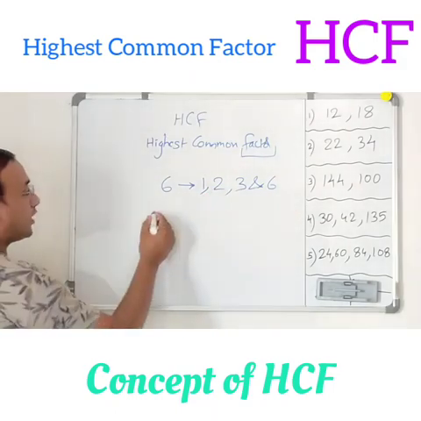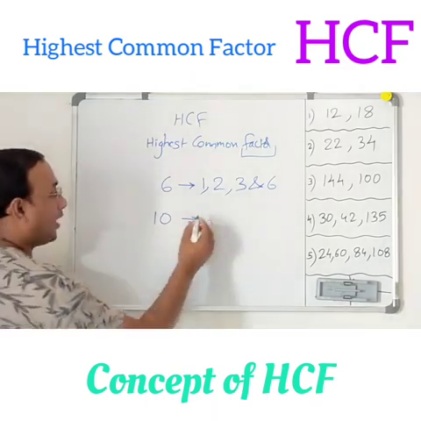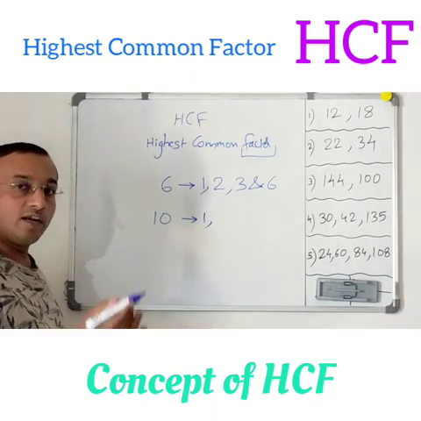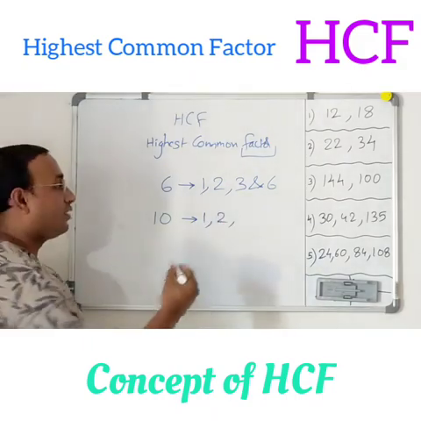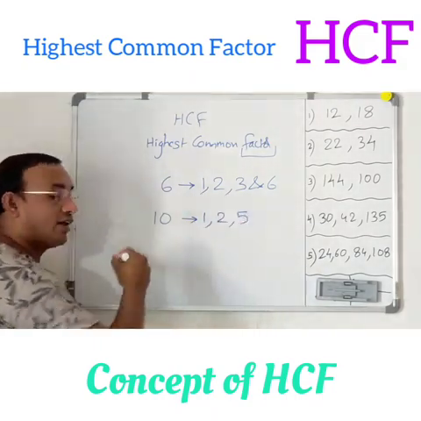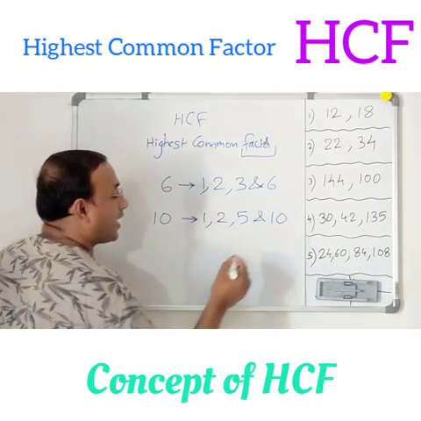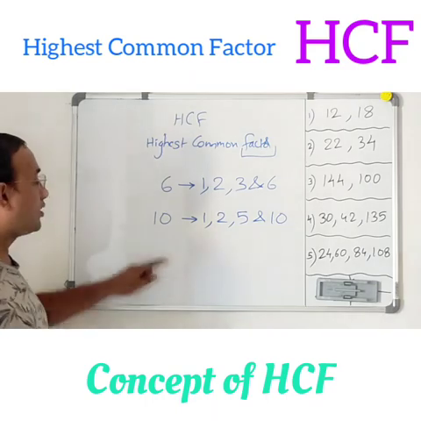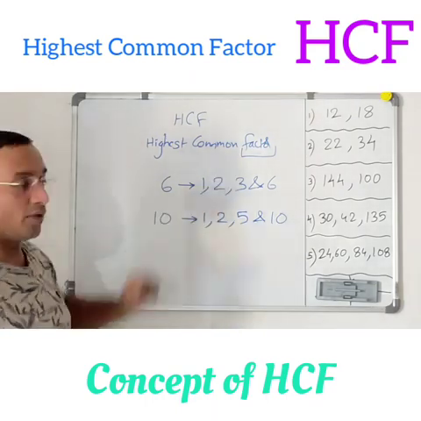Let us take one more, that is 10. So what are the numbers which divide this exactly? 1 divides this exactly because in the one table we have 10. Next 2 divides because 2 5s are 10. Next in the 5 table also we have 10, that is 5 2s are 10. And also 10 itself divides exactly. Okay friends, so what are the factors of 10? 1, 2, 5 and 10. So this is what factor means.